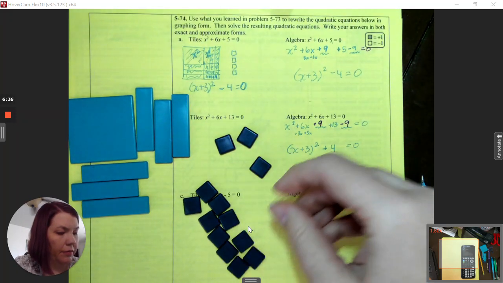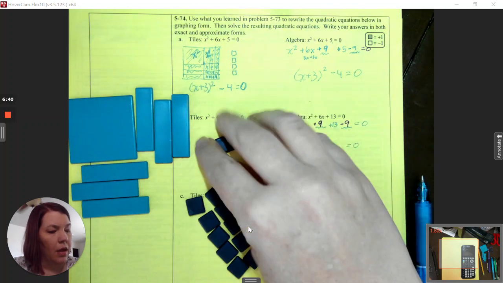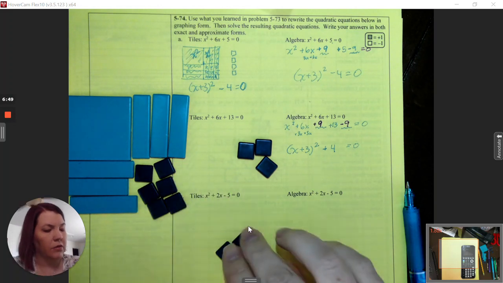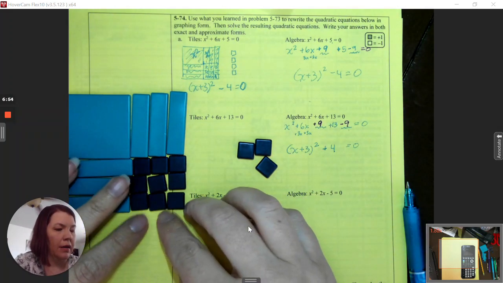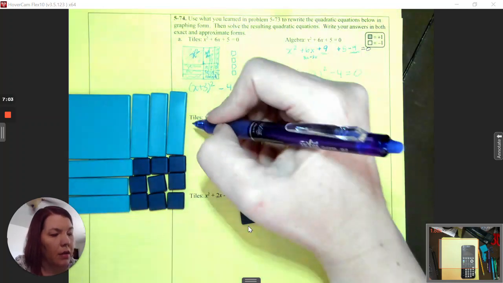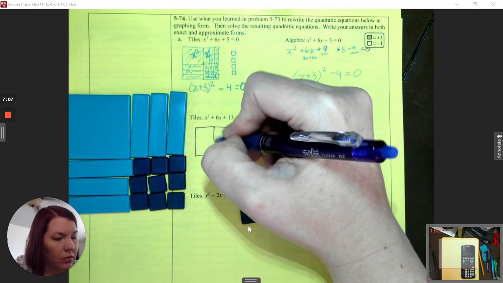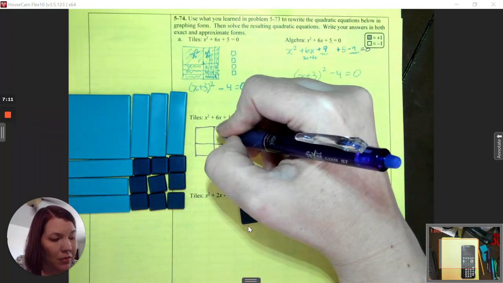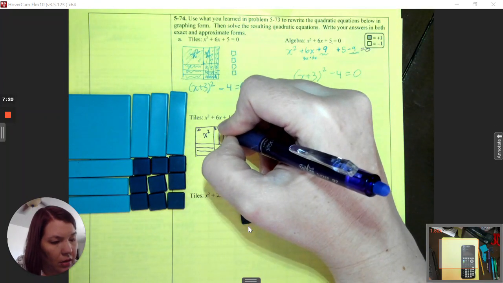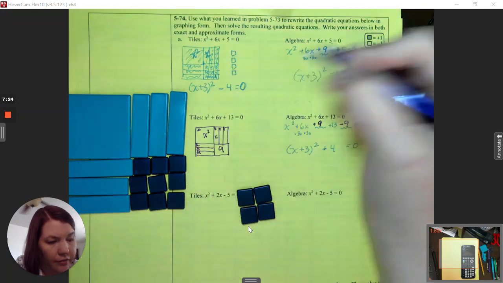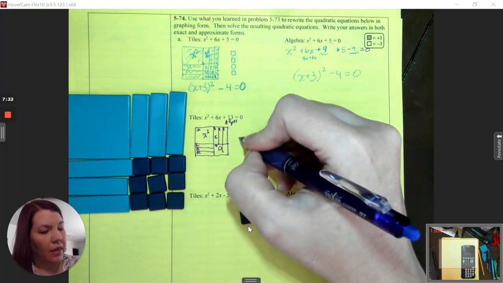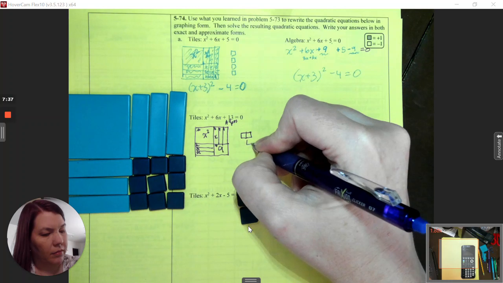And this time I'm going to have leftovers, not extra. In the previous problem, I needed more than I had, and in this problem, I have the 4 extra. So it's very similar, except now I have 4 extras instead of borrowing 4. I'm going to write 9 right here instead of drawing them, but I'll just draw the x's here and shade. They're shaded. See? All positive. It's too much trouble to fill in. And then I have 4 left over, which are always possible. Okay. And so that gives me x plus 3 squared plus 4 equals 0. Questions?